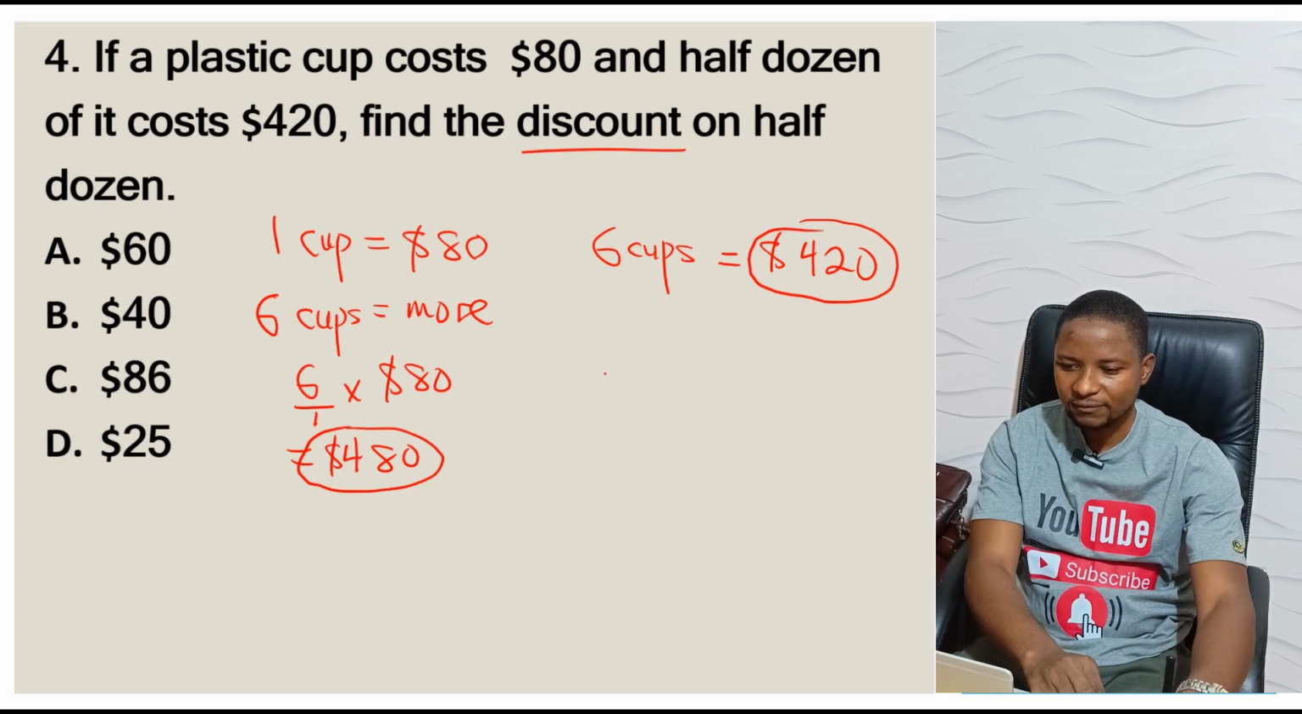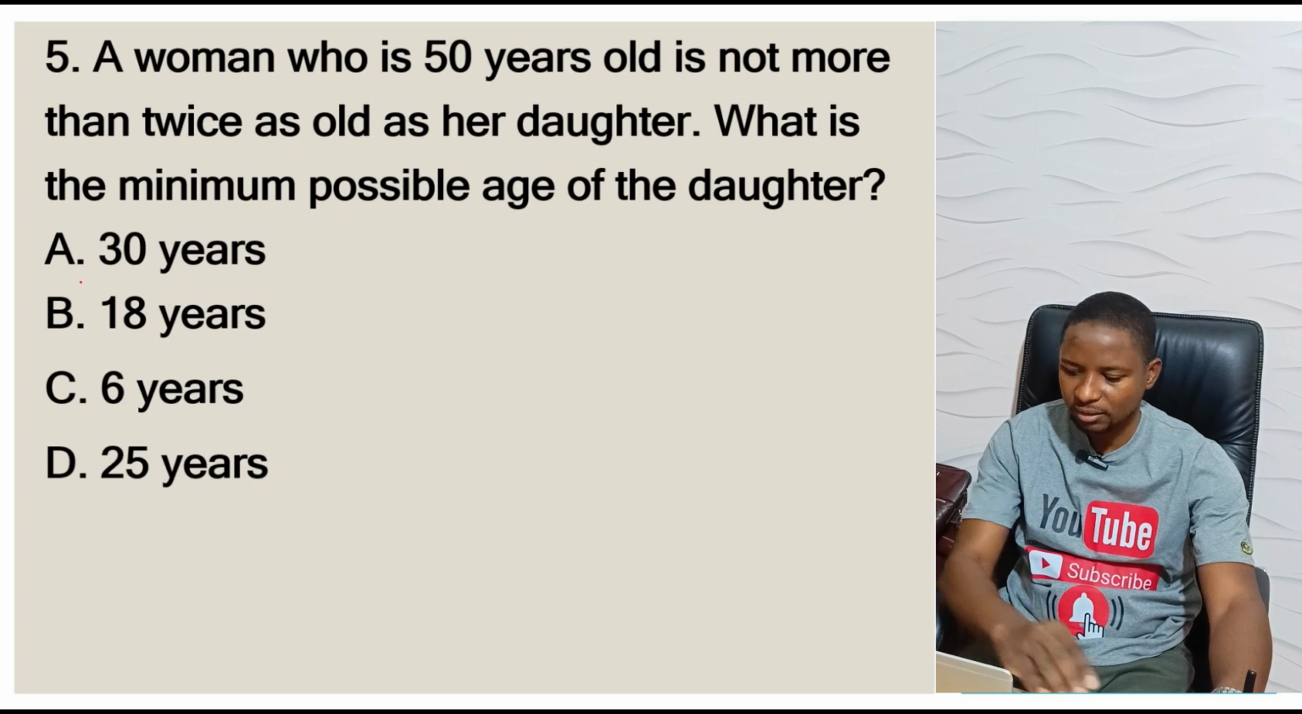And then the question says find the discount on half dozen. So just take the difference between these two, that's 480 minus 420, and that will give you 60. So your answer is $60, which is option A. Moving on to question 5.